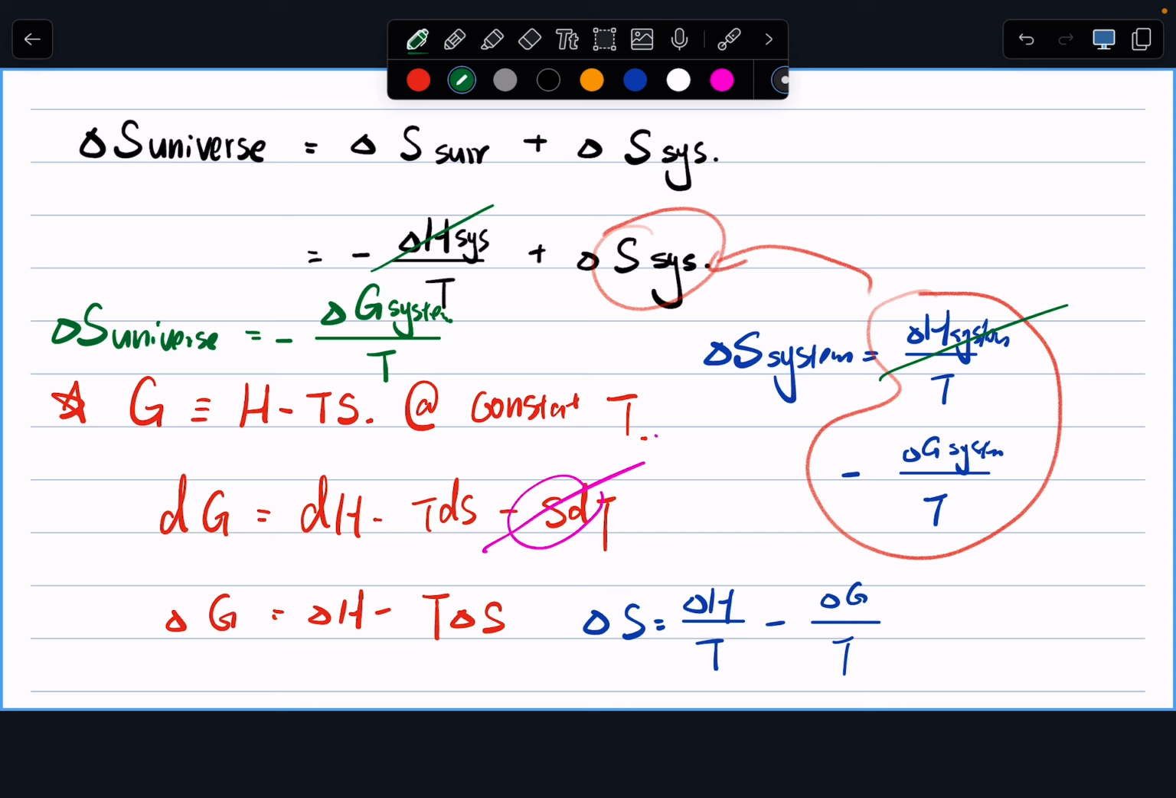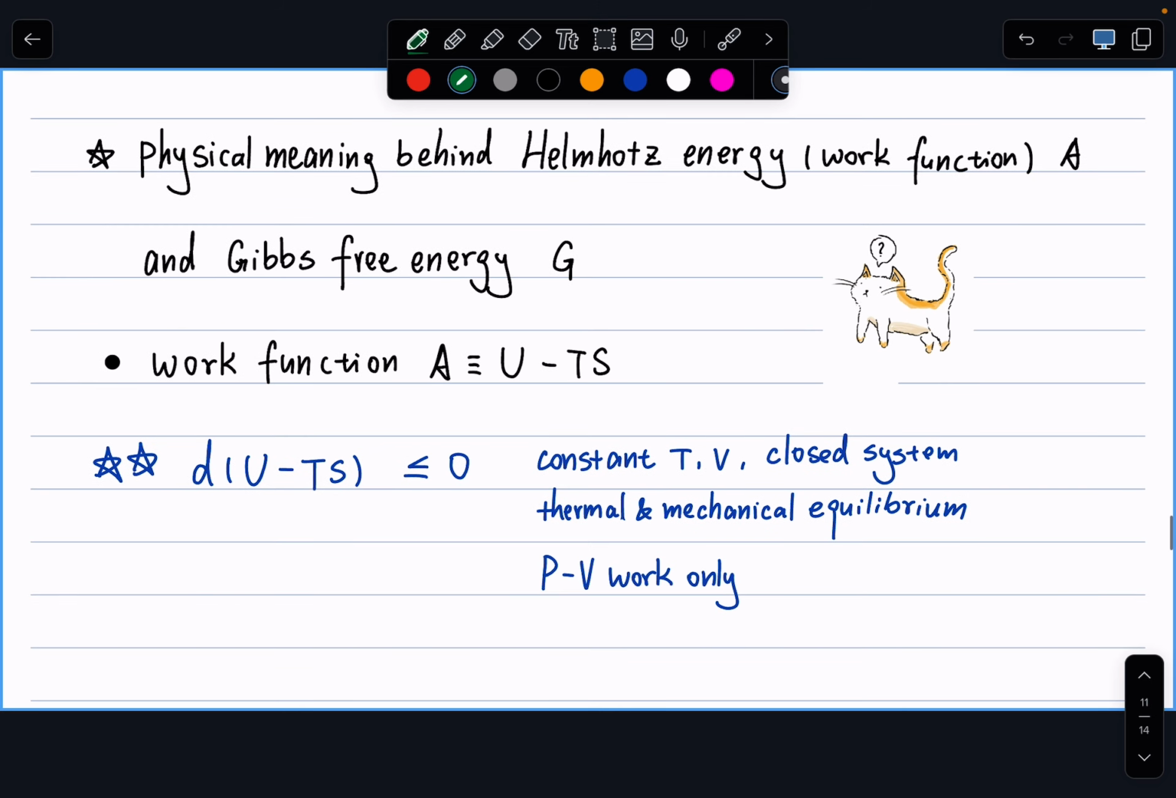Okay. I have 5 more minutes left, so I'm just going to do the physical meaning behind the Helmholtz free energy, and you can try applying the same logic to Gibbs free energy yourself, and next Monday, I'll do that with you. So let's look at it. So far we went over all these definitions, right? So again, what exactly does it mean? We call the Helmholtz energy a work function, and we call our Gibbs free energy a free energy. What does that mean? Where do the work function and free energy come from?